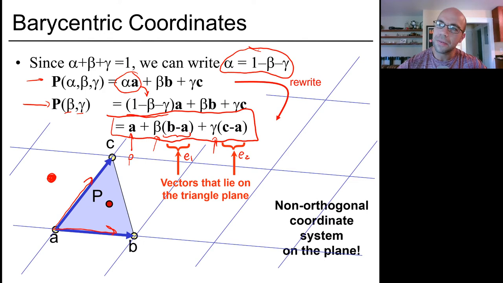Okay. So that's the idea of barycentric coordinates. So just to recap a little bit, if I have a point in a plane and I have a triangle in that plane, then I can write that point as a weighted average of the vertices of the triangle, and the weights of the weighted average are the barycentric coordinates of that point.